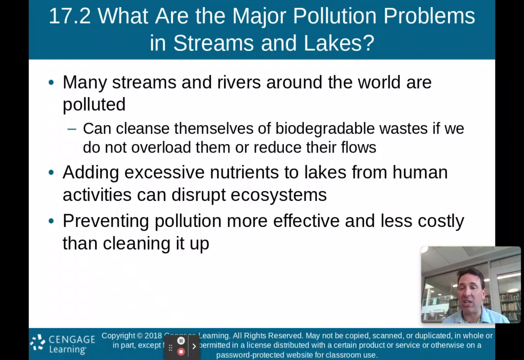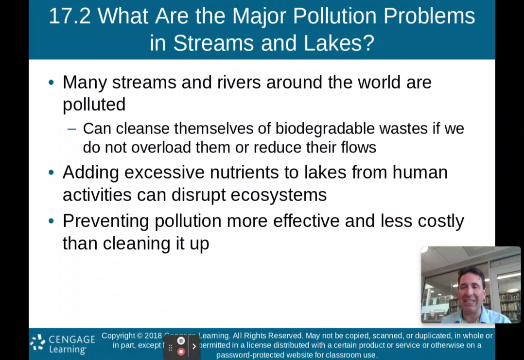If there is an oxygen dead zone, the water continues to move and continues to cycle some of that oxygen in there, which basically, if you have a dead zone in a river, it'll quickly become not a dead zone anymore as the flowing water increases the oxygen. So again, rivers and streams can cleanse themselves pretty well. Lakes, we're going to find out, are not going to be as good at cleansing themselves. Adding excessive nutrients to lakes from human activities, again, can disrupt ecosystems. Real key, guys, preventing pollution is much more effective and less costly than cleaning it up.